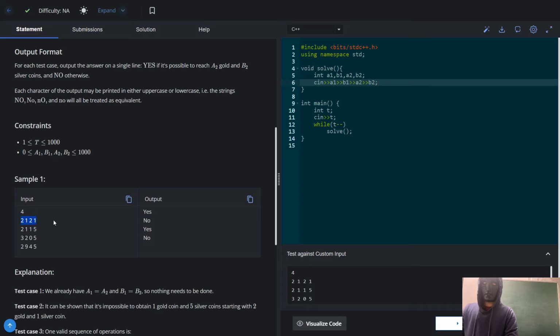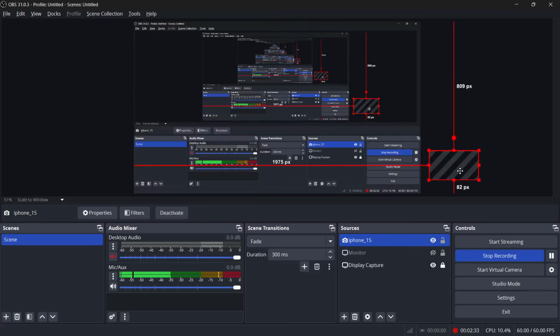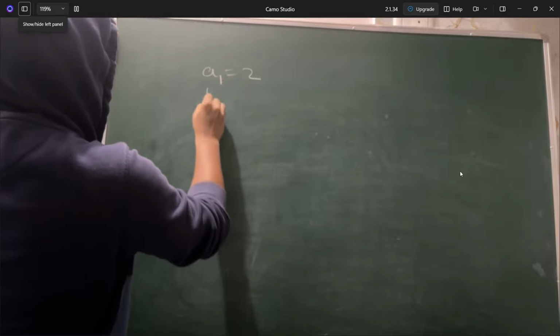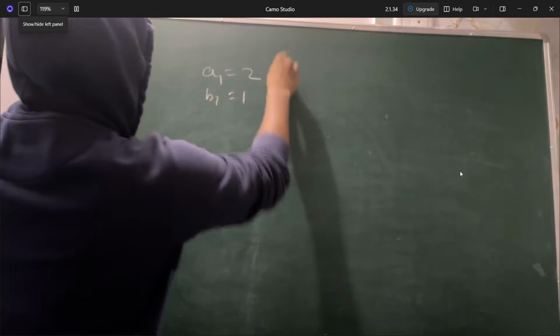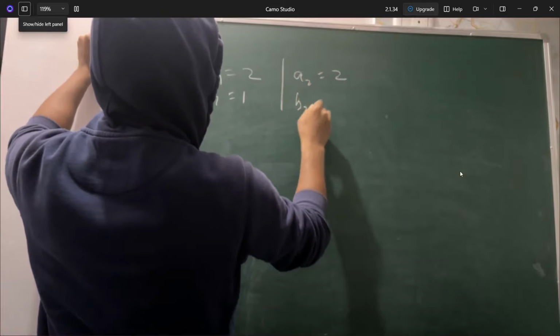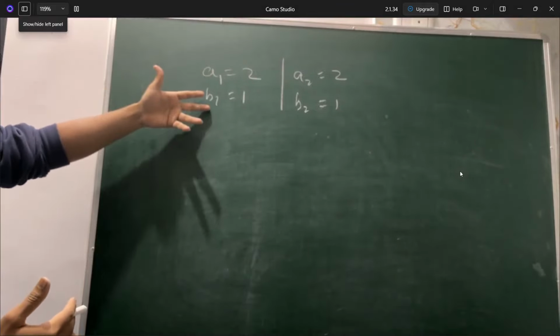In the first test case, 2 1 2 1 is the a1 b1 a2 b2. Let's understand this. a1 is 2, b1 is 1, and a2 is 2, b2 is again 1. So what they're saying is, initially Chef has two gold coins and one silver coin.